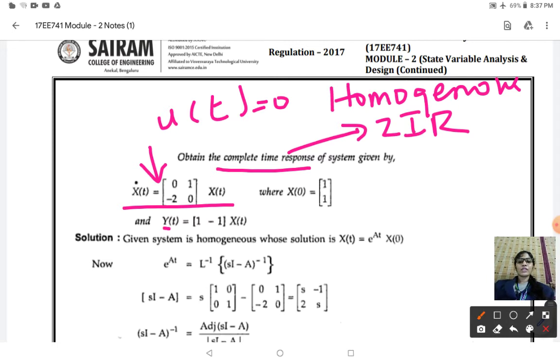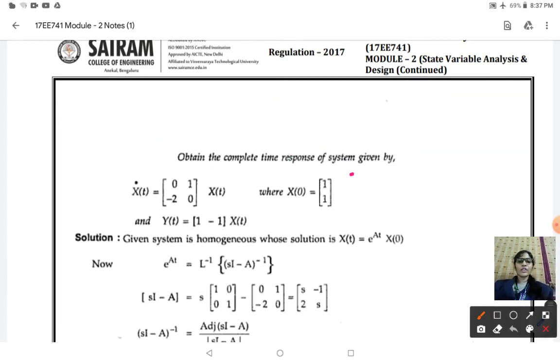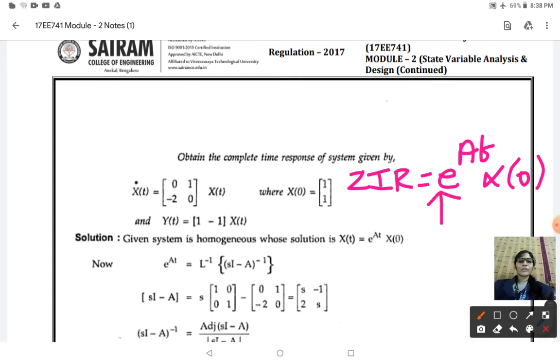And y of t is equal to C into x of t. Now you have to obtain the 0 input response. The formula to obtain your 0 input response is e to the power of At into x of 0. We all know what is meant by e to the power of At. e to the power of At is nothing but the state transition matrix.